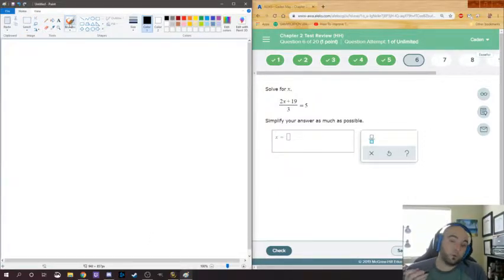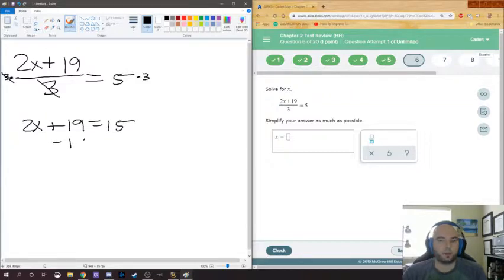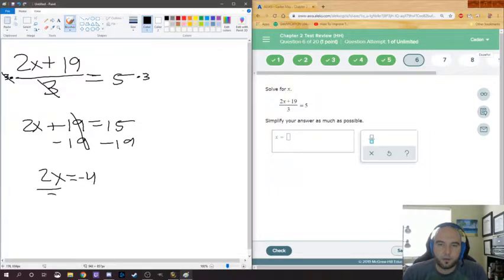Alright, so that one we just did had distribution on it. You're definitely going to see one of those on your test. You're also going to see one like this one, where it's got a fraction, like all over something. You don't want all over something. That actually blocks it. I can't do anything about 2x and 19 because the 3 under there is kind of ruining it. So the first thing you do is you multiply by whatever was being divided, in my case 3. That gives me 2x plus 19 equals 15. Then I'm back to doing normal steps. I minus 19 on both sides. 2x equals negative 4. Divide by 2, and x equals negative 2.